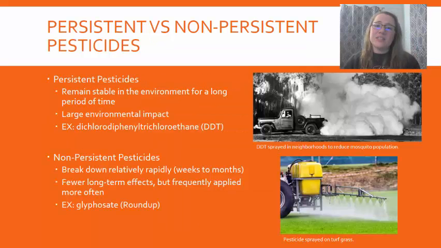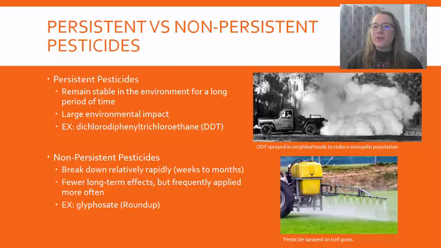Now, in order to deal with a lot of these pests, a lot of people are going to use pesticides. There's a couple categories of pesticides. We can have insecticides that target insects. We can have herbicides that target plants, but then we can also have these things called persistent and non-persistent pesticides. So persistent just means that it remains stable in the environment for long periods of time. And because they've remained stable and active for so long, that is going to lead to a long-term impact on the overall environment. An example of this is dichlorodiphenyltrichloroethane, better known as DDT.